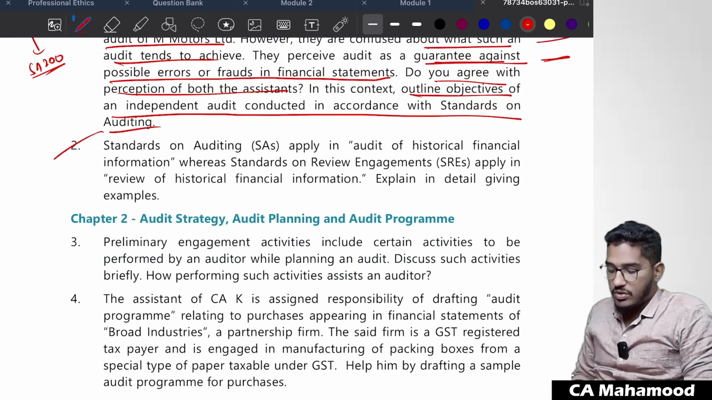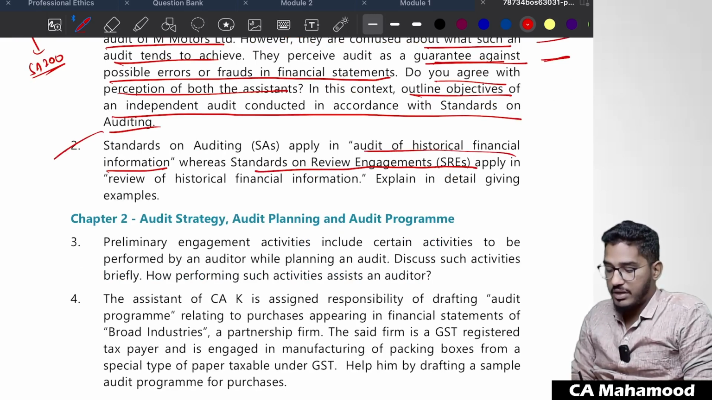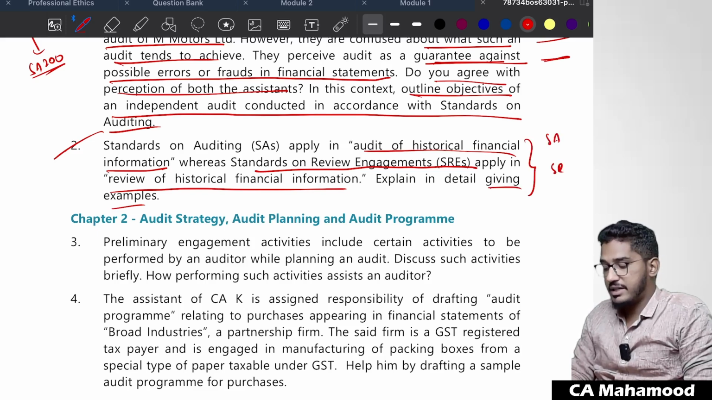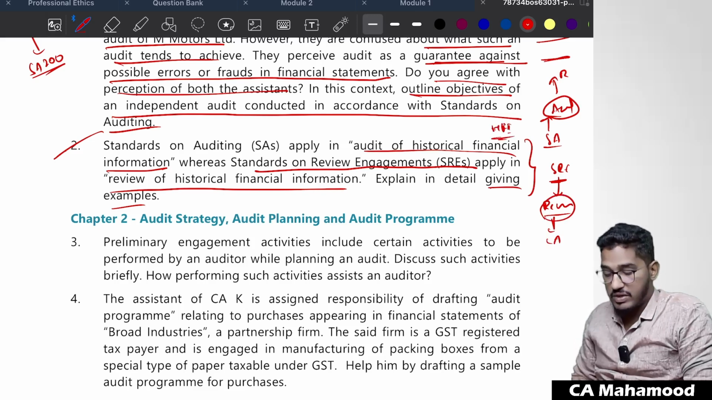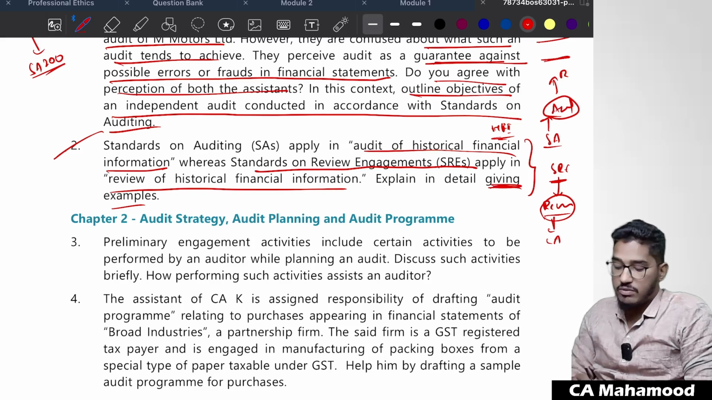Next one. Standards on auditing apply in audit of historical financial information, whereas standards on review engagements apply in review of historical financial information. Explain in detail, giving examples. Straightforward question. They are asking you to write the differences between SA and SRE. SA apply when you are conducting audit of historical financial information. SRE will become applicable whenever you are conducting review of historical information. Standard audit is a reasonable assurance engagement. Review is a limited assurance engagement. Along with that, you can also define the meaning of historical financial information. They're also asking you to give a few examples of the standards on audit and a few examples of standards on review engagements.